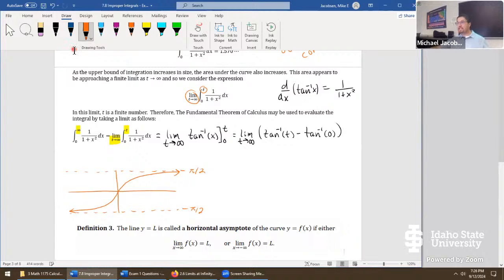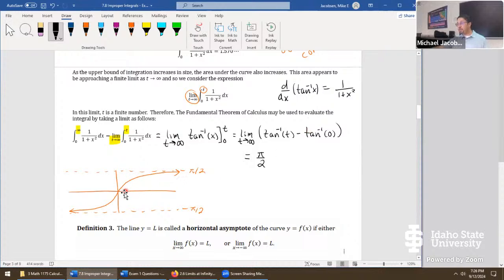So if we're taking the limit as t goes to infinity of tangent inverse, we're following this path. We get closer and closer to pi over 2. We can get as close as we want by making t sufficiently large. And so here's what happens. As t goes to infinity, this becomes pi over 2.